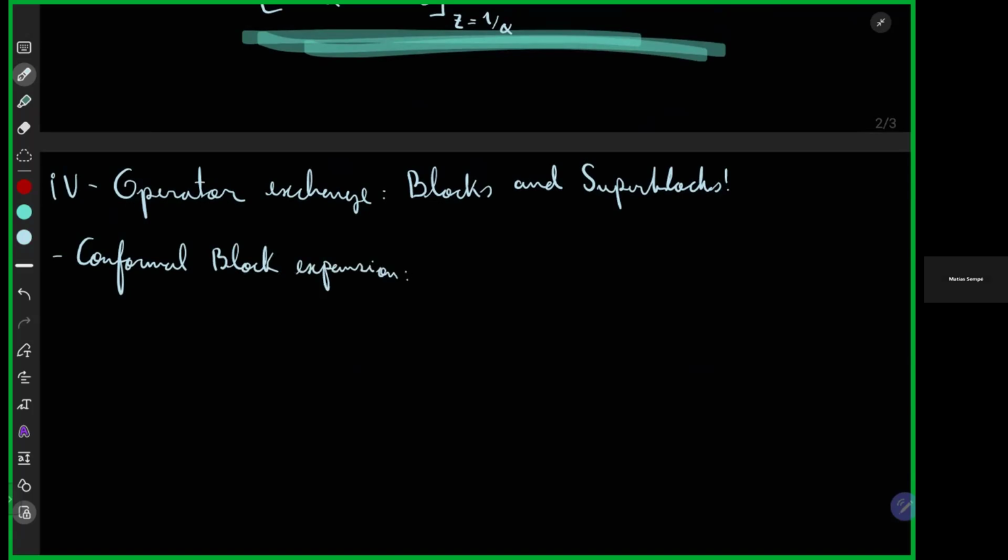Trying to be intuitive here, this is essentially the statement that if you have a 4-point function in a conformal field theory, whatever it is, suppose you don't know what's happening in the middle, you have a 4-point function with 4 external operators. We can rewrite it as a sum of operator exchanges.